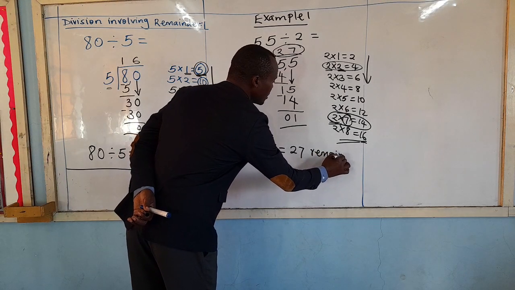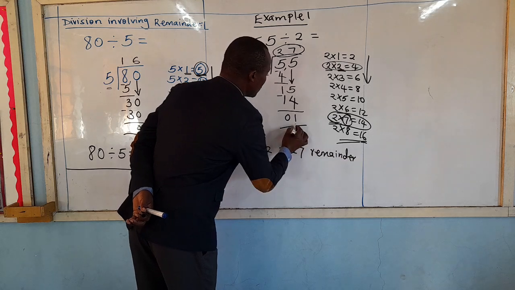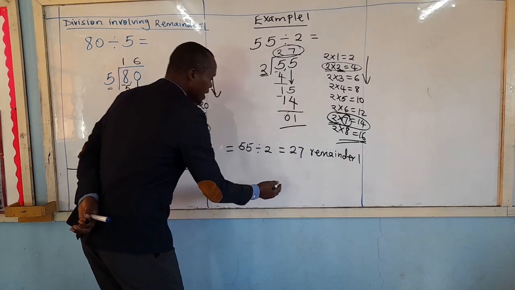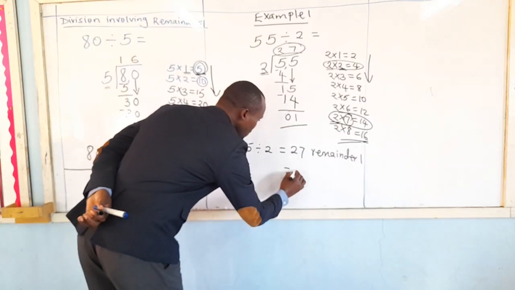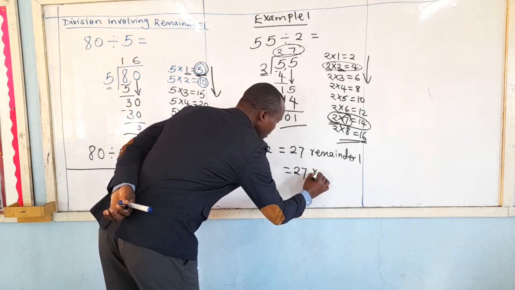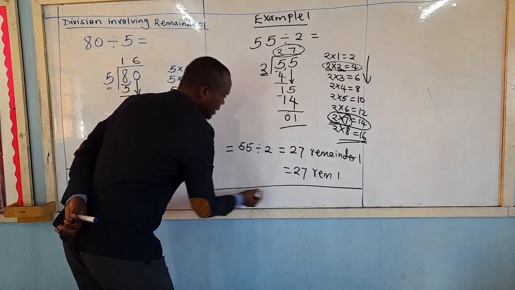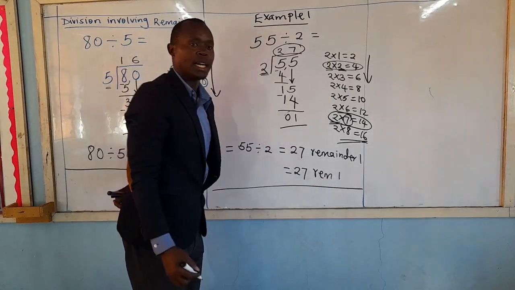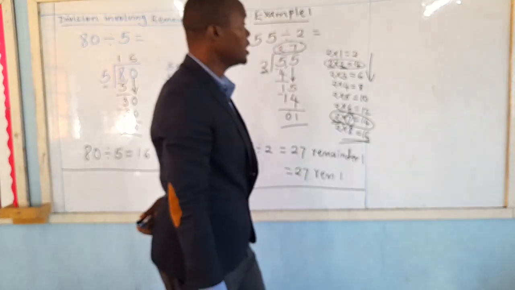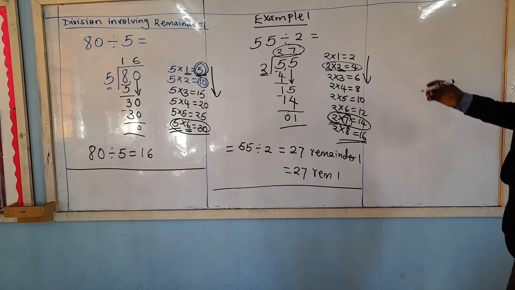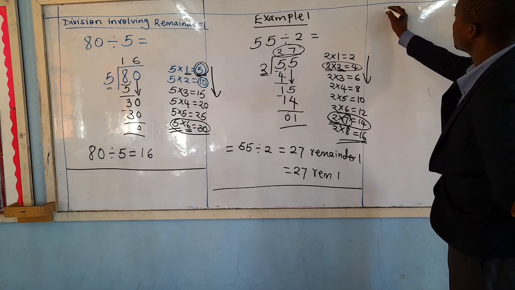Now we write the word remainder, whatever has remained here, which is 1. You can write this in short form as 27 rem 1. The rem here means remainder. We can proceed to having our second example of the day, that is example 2.